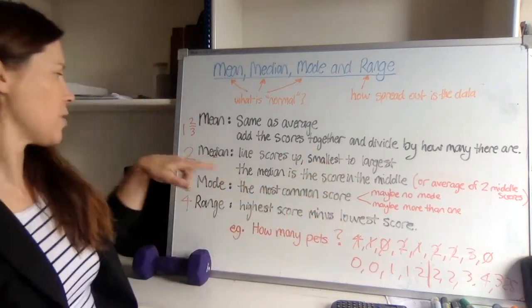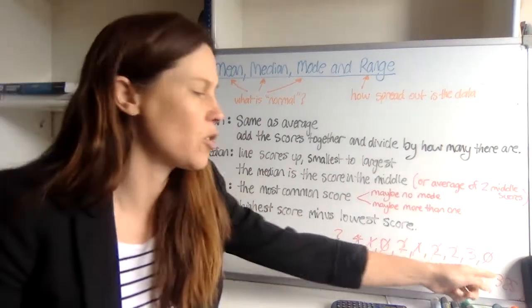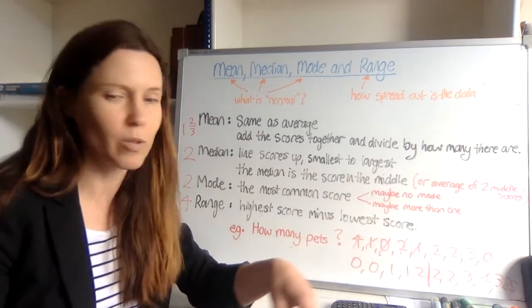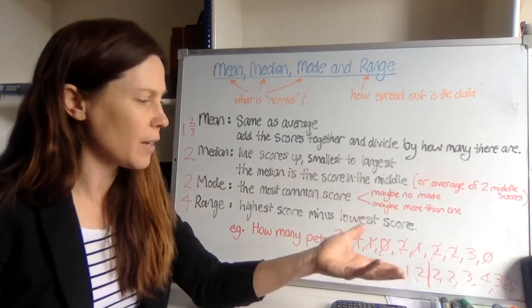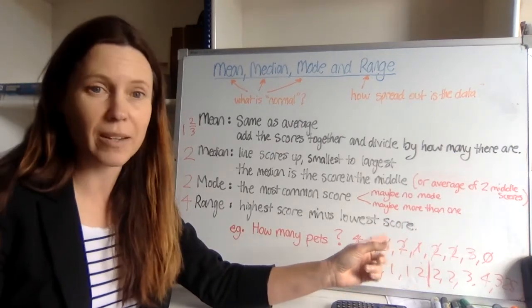So the time that you'll see median used instead of mean is where you've got large or small scores like that. We call them outliers. They're just unusual scores. And if you've got an outlier, it won't really affect the median too much, but it would affect the mean a lot.